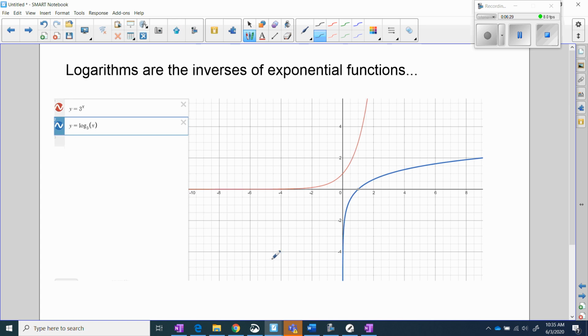They are the reflection of each other. Here's your y equals x line. This graph is the reflection of this graph in the line y equals x. So I can see that the logarithmic function, log of x to base 3, where the base here is the same as this base, is the inverse of 3 to the x. So that's kind of where we're going to go when someone says, well, what are logarithms? They're the inverses of exponential functions. Okay.